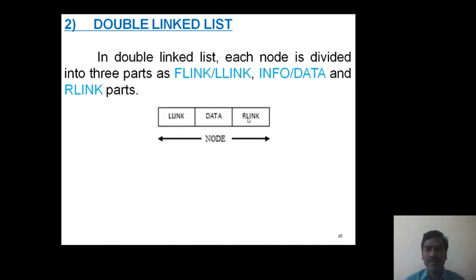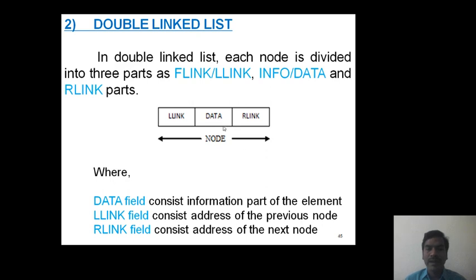Here we refer these three terms link, data, and rlink, where data part stores information part of the element, link stores address of the previous node, rlink stores address of the next node of the list. Students, observe, in single linked list each node is divided into two parts, whereas in double linked list each node is divided into three parts. Now it shows the difference.